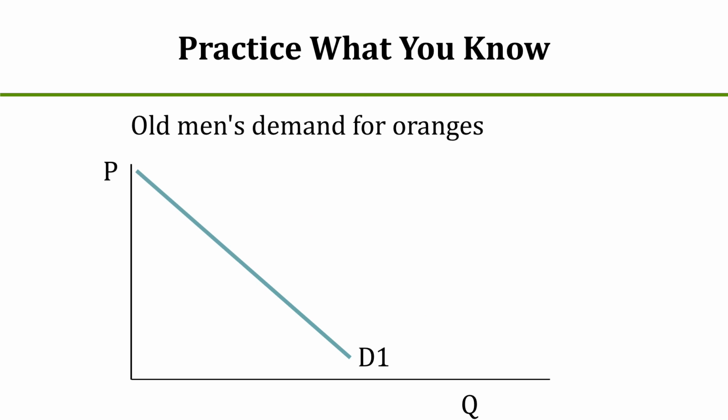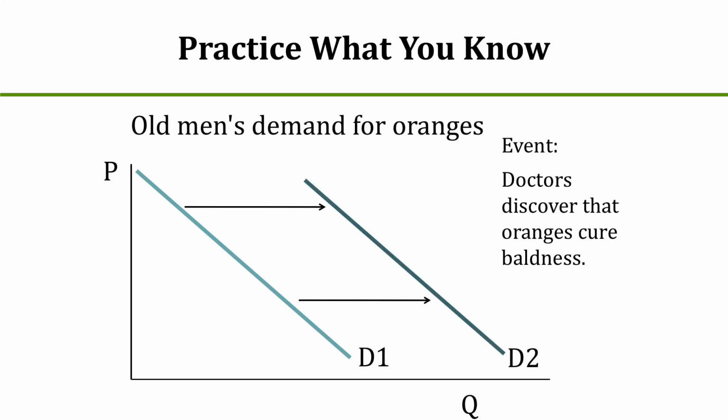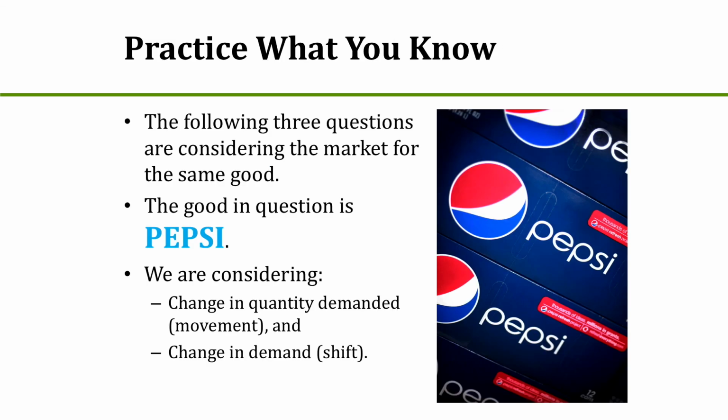In the next example, we are going to cover the old man's demand for oranges, and the event we are going to analyze is that doctors discovered that oranges cure baldness. So when old men think that when they eat oranges, they will have more hair, of course they're going to increase the demand. And in this case, demand is increasing a lot. It's going to shift to the right.